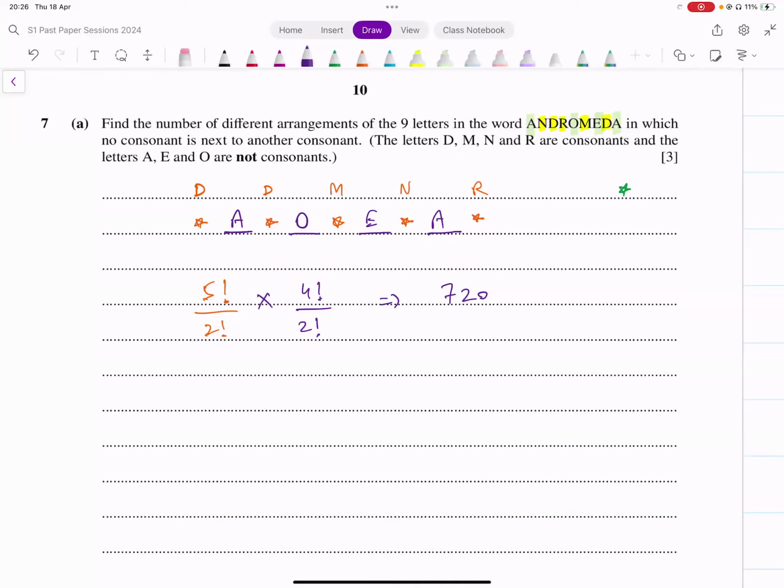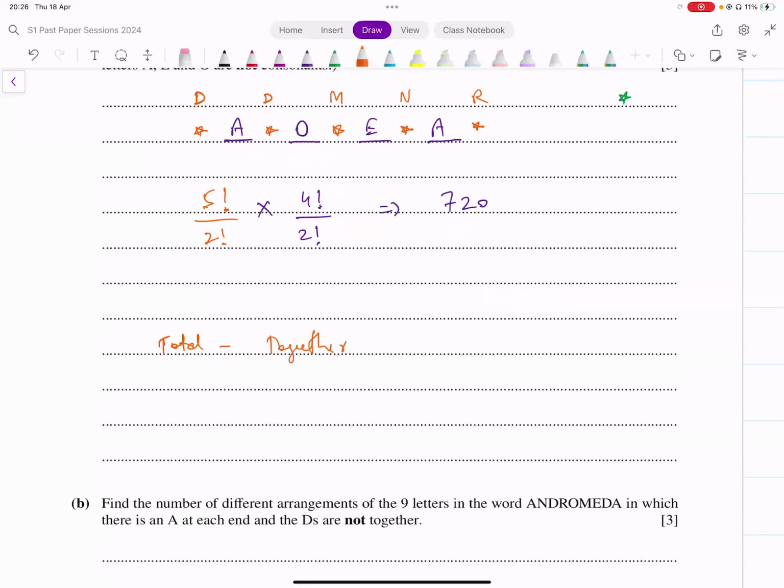Why can't we use total arrangements minus the arrangements of consonants together? Well, we can't do that because the question says no consonant is next to each other. If you do total minus together here, what that does is, out of the total arrangements, it just eliminates the case where all consonants are together.